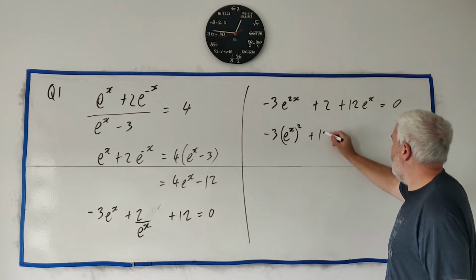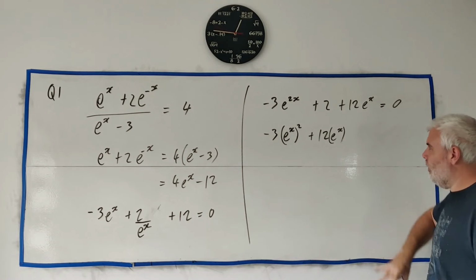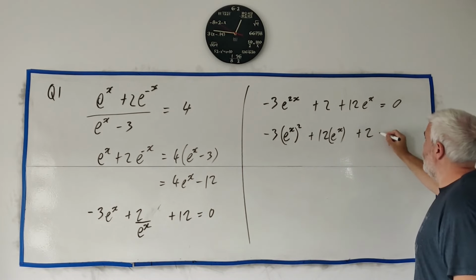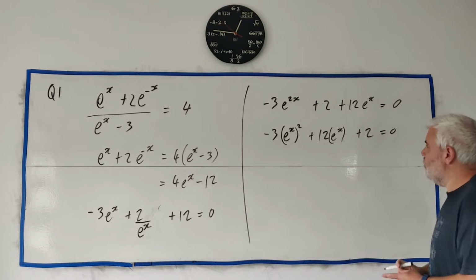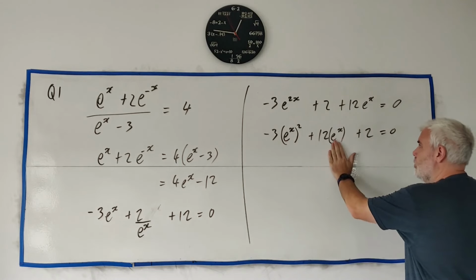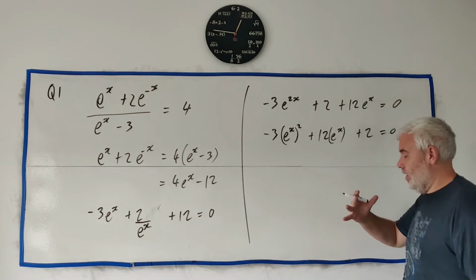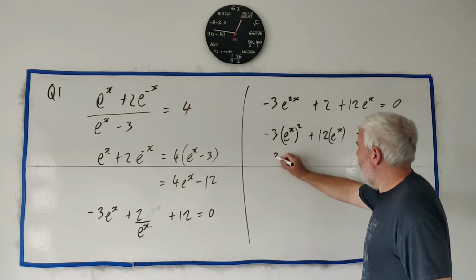We could have plus 12 e^x. Let me put a bracket around that. Don't have to, but maybe that'll help. Plus 2 equals 0. This is a quadratic. Something squared, something, no somethings equals 0. This is a quadratic expression. Let me multiply everyone by a minus as well.